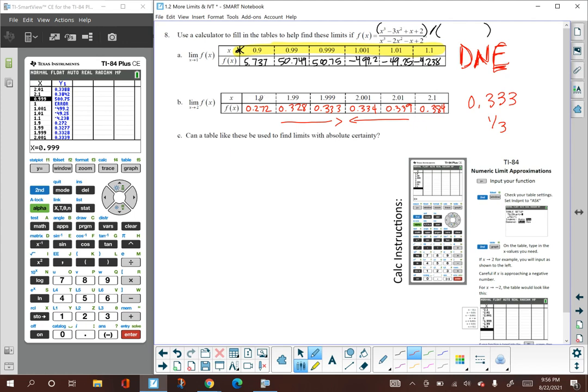Why do we check values getting closer instead of just one value? If you were thinking that to yourself, it's because for a limit, we really need to see a trend to be able to make an educated guess. But part C question says, can a table like this be used to find limits with absolute certainty? That would be a no. Because we're only checking certain values, there could be hidden behaviors that we can't see. So it's not for certain, but using some numbers that are getting closer and closer to the value does give us a way to make an educated guess about it.